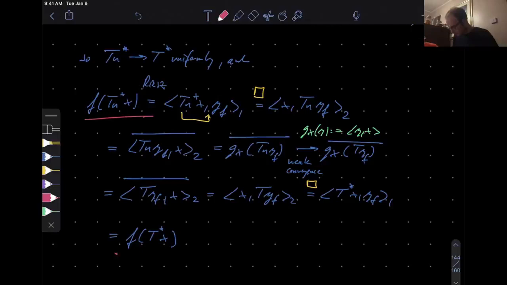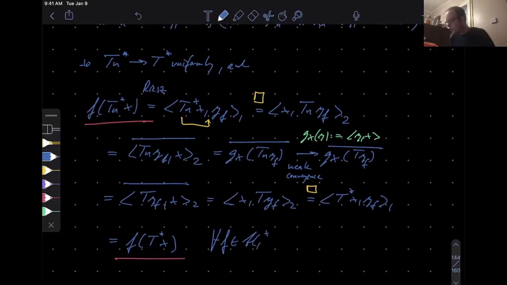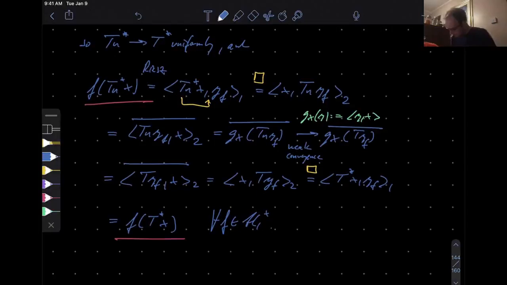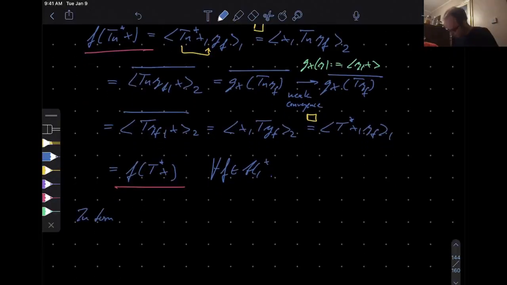This here, as n goes to infinity, converges to this, right? And that means the weak convergence is lifted to the corresponding sequence of adjoint linear transformations. This holds true here for all f in H1. Good. So in turn, let's write it in words. In turn, Tn star goes to T star weakly as n tends to infinity.